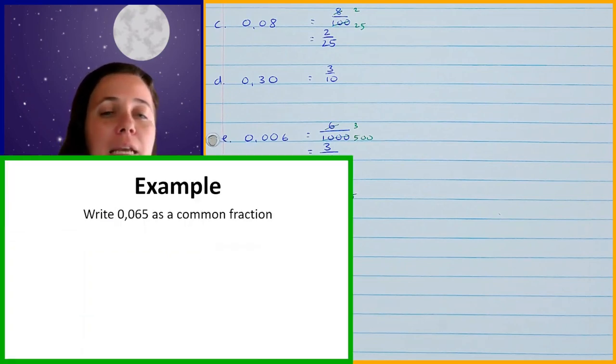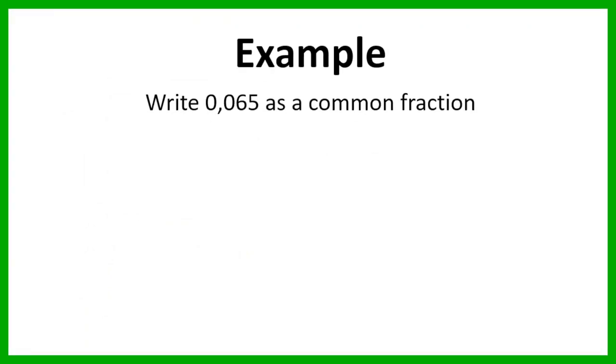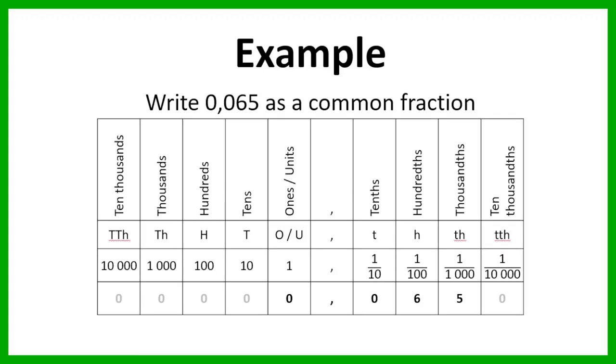Now, if I take this and look at this fraction in my table, at where each of the digits is in terms of its place value, this is what it's going to look like. I have over here my first zero in the ones or units position. Then I've got my comma. Then I've got another zero. Then I've got 6, which is in the hundredths position, and 5, which is in the thousandths position. Okay, so let's have a look at how we would convert this into a common fraction.